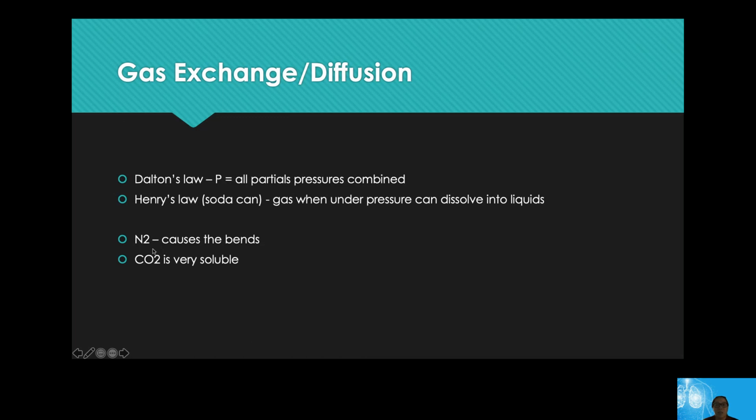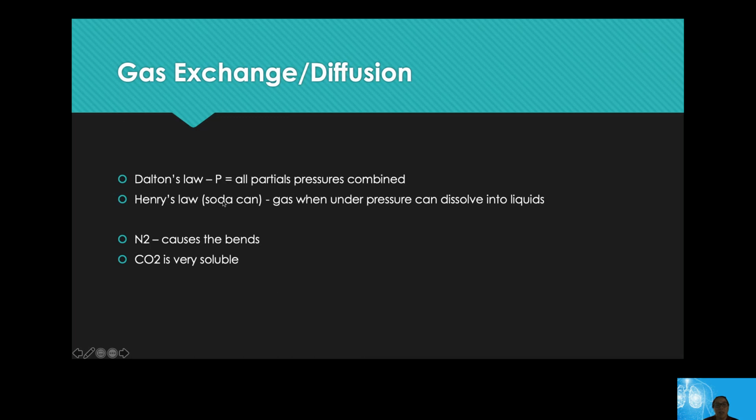And this is going to be important because we know that the air that we breathe is not just oxygen. It's a mixture of many different gases. In fact, nitrogen is the most abundant molecule in the air that we breathe. Now, thanks to the fact that Henry's law tells us that gas, when under pressure, can dissolve into liquids, depends on the solubility. And it turns out CO2 is much more soluble than nitrogen. And so the reason why you don't end up with the bends just from breathing normal air around you is because CO2 is soluble, but nitrogen is not.